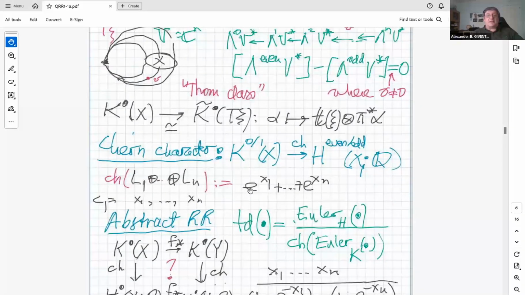But in any case, it is a symmetric expression in x1, ..., xn, and therefore, if you write it in terms of elementary symmetric functions and replace the symmetric functions with Chern classes of the bundle, then it makes sense not only for a direct sum of line bundles, but for any vector bundle. So that's how it works.